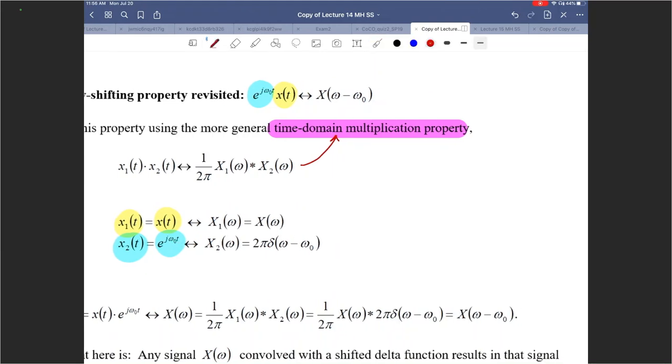What is it? Well, for 1, the Fourier transform is 2 pi delta of omega. So for e to the j omega naught t, the Fourier transform is going to be 2 pi delta of omega minus omega naught. So the Fourier transform of e to the j omega naught t is 2 pi delta of omega minus omega naught.